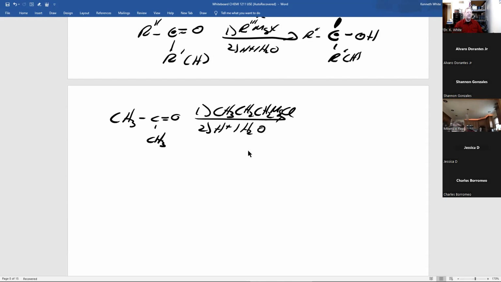And the question is, what's the organic product or products that you would get when you do this reaction, a two-step reaction?